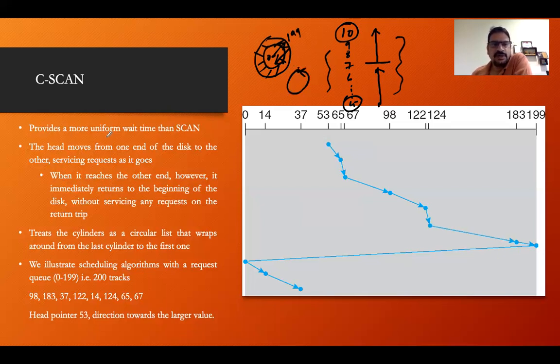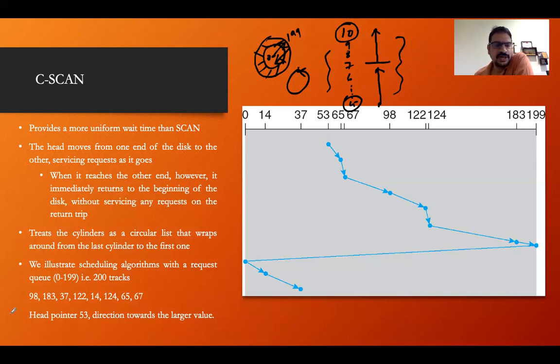It provides a more uniform wait time than scan. The head moves from one end of the disk to the other, servicing requests as it goes, right? So it will go in a particular direction. When it reaches the end, however, it immediately returns to the beginning of the disk without servicing any requests on the return trip. It treats the cylinders as a circular list that wraps around from the last cylinder to the first one.